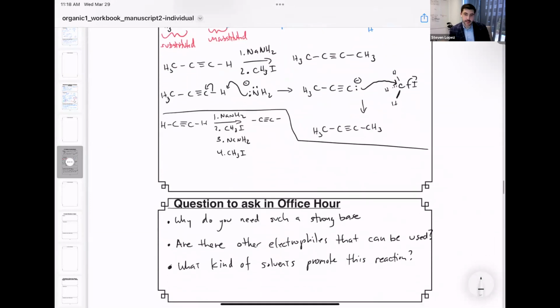So questions you might ask in office hour: 1, why do you need such a strong base? 2, are there other electrophiles that can be used? 3, what kind of solvents promote this reaction? Well, that's been Organic Chemistry in 5 minutes or less.